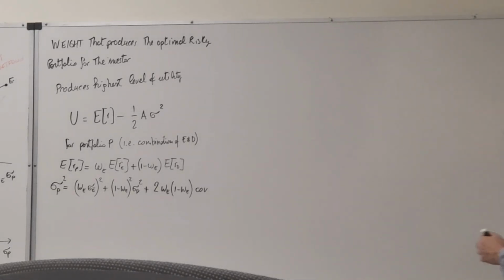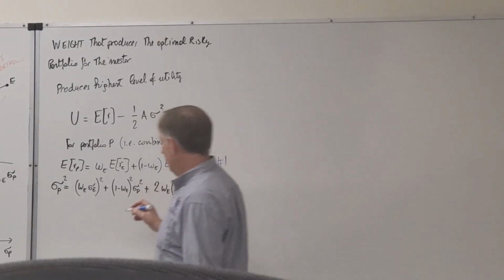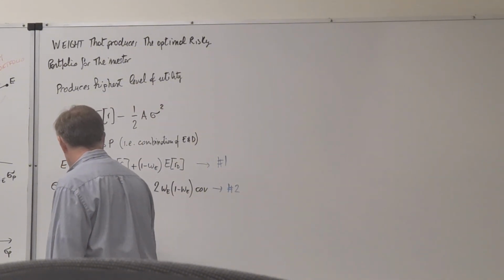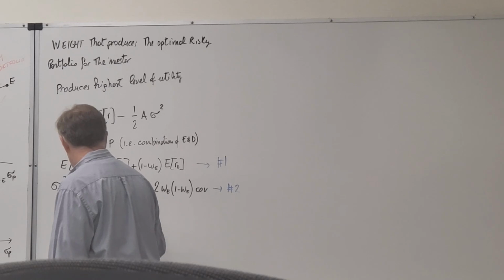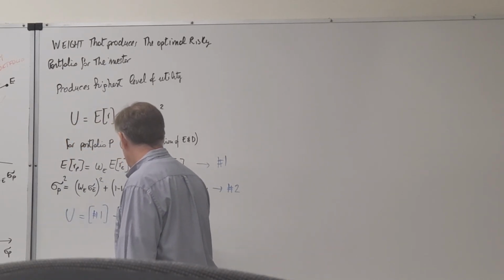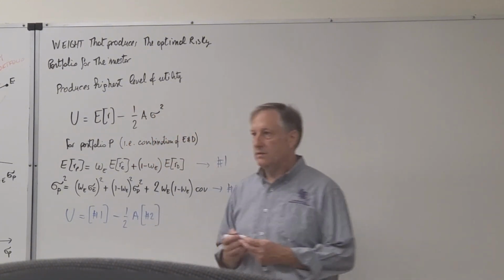So, I know how to calculate this. Picture substituting: let's call this number 1, let's call this number 2. So the way you can calculate utility as a function of weight is put equation number 1 here, minus 1/2 A, equation number 2 there. So I'm just substituting.